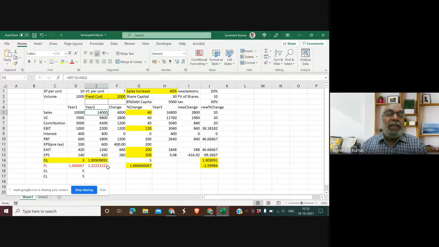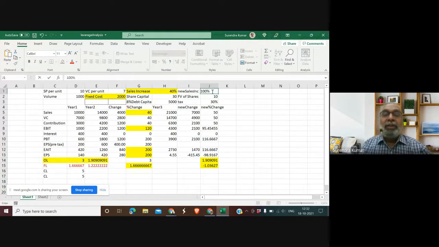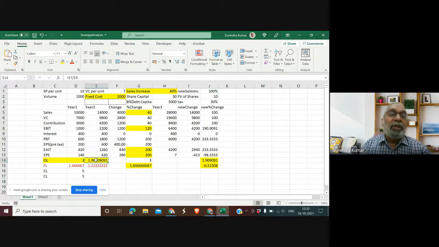And given a change, right? So that change I have defined this new sales. Yes, new sales I have defined here. Supposing I change my new sales to 50%. So maybe my sales has increased by 50%, but my operating leverage remains 1.9. It doesn't change. Whether my sales increases by 50% or even 100%, operating leverage doesn't change. It remains 1.9.